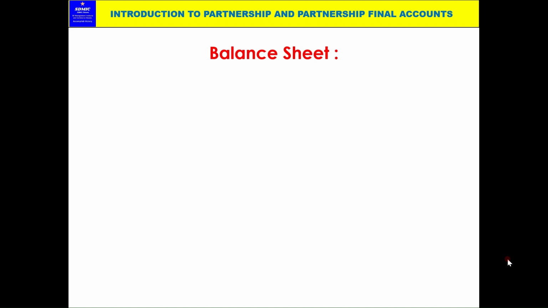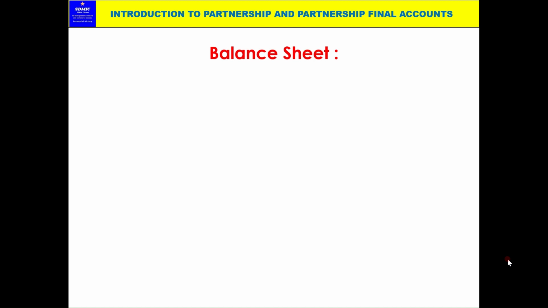the combined trading and profit and loss account. In the last class we discussed the trading account separately. The trial balance we discussed first: the format of the trial balance, two methods I showed you, what the importance of the trial balance is, and how to prepare a trial balance.